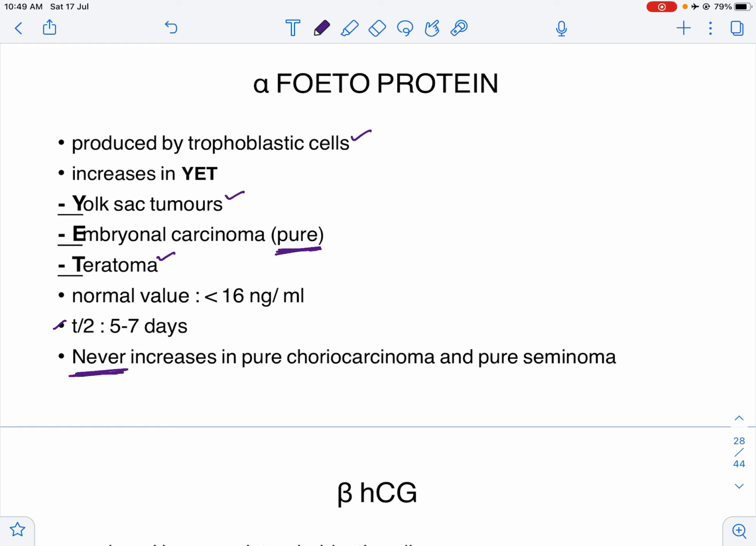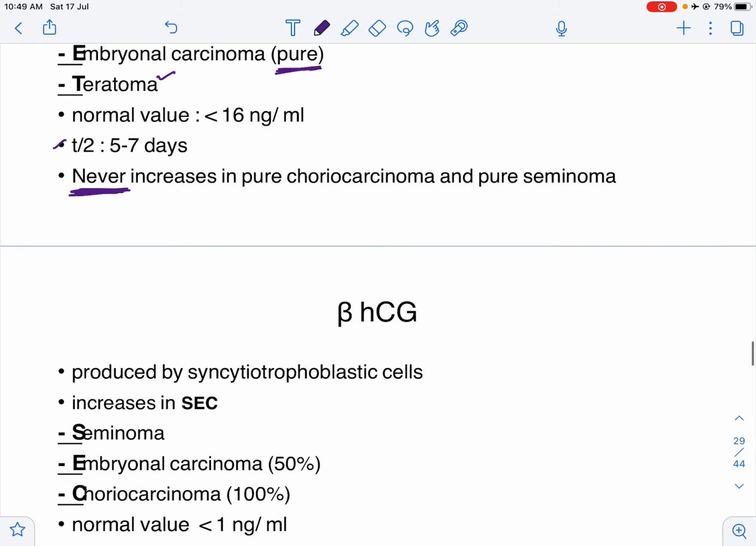Usually, when you're preparing for an MCQ based exam such as NEET PG or NEET SS, there are two thumb rules that I have. One is if the word never is given in an option, the never is never correct. Also, if the word always is given in an option, it always is always incorrect. But then there are certain exceptions to that rule, and here this never is an exception to it. So alpha fetoprotein never increases in pure choriocarcinoma or pure seminoma.